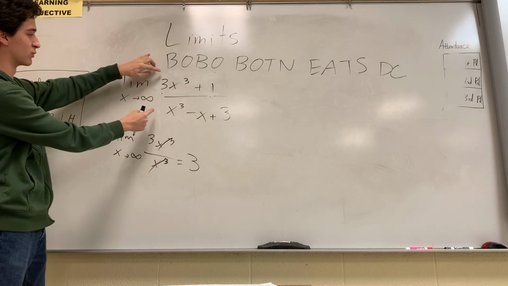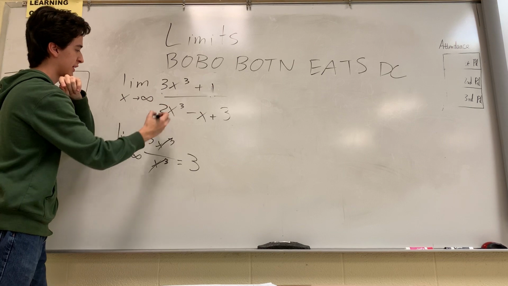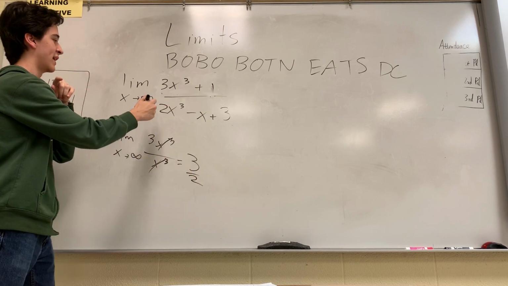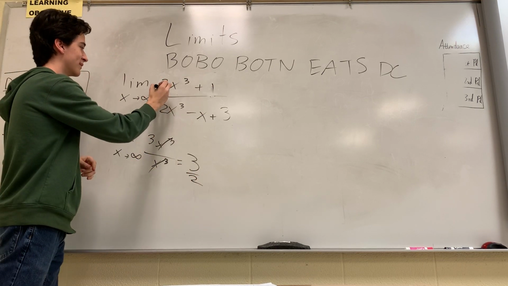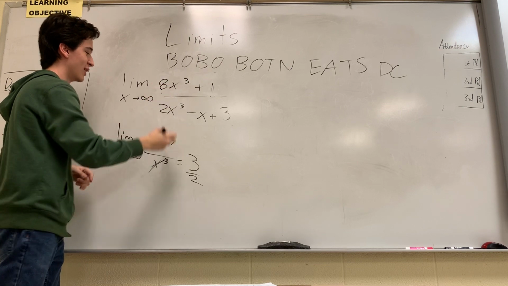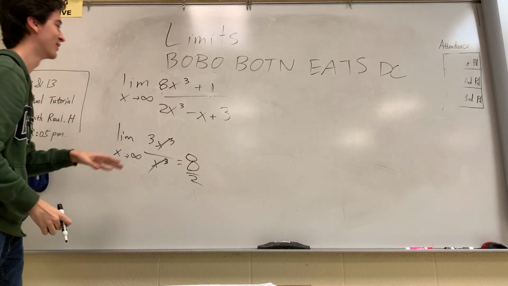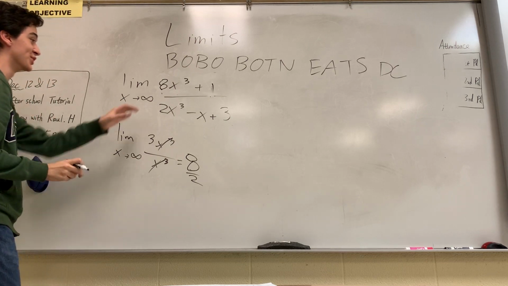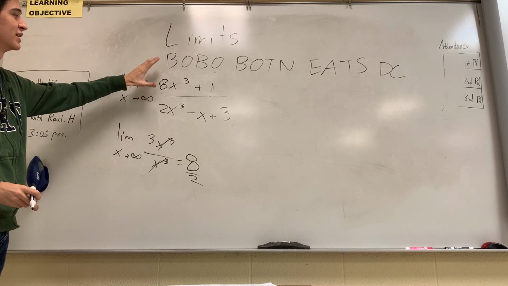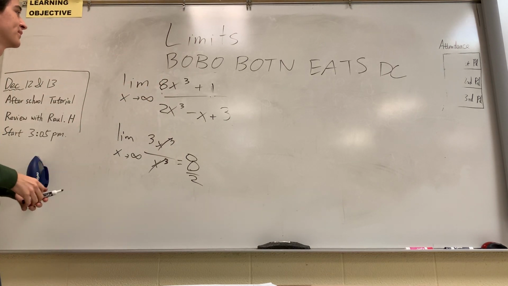So you see that it's just going to be the ratio of their coefficients. So if you had 2 over here, this is going to be 3 over 2. If you had 8 over here, that's going to be 8 over 2, which is actually 4. So whenever you have the same degree, you just divide their coefficients. And that's what this says.